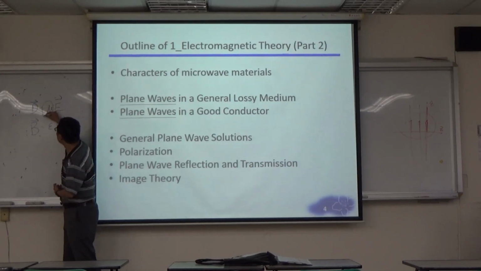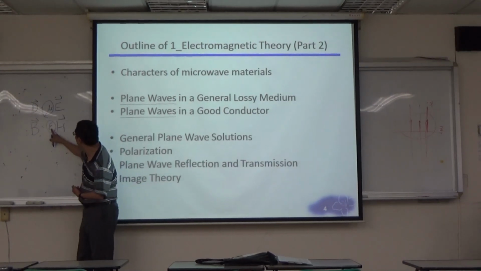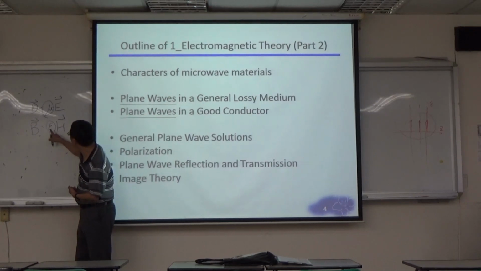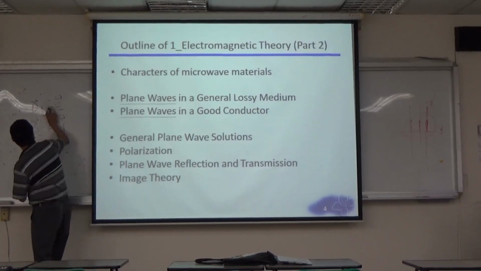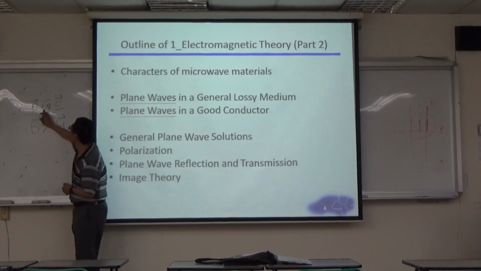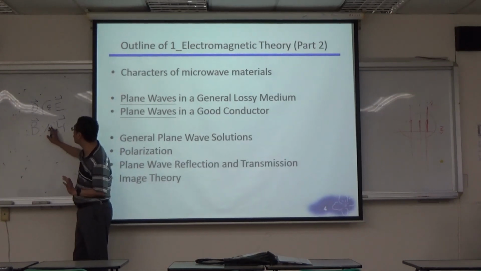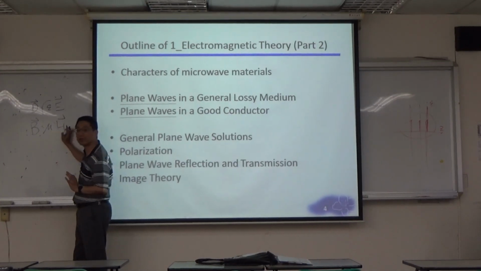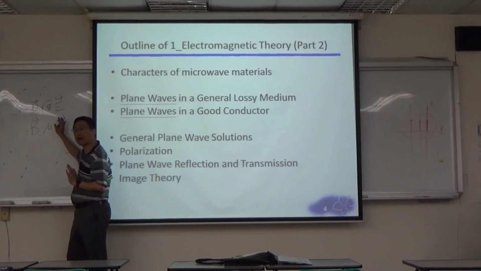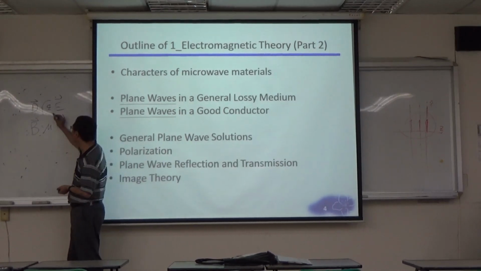This one is relevant to your material. Epsilon, sorry. Epsilon and mu. Okay. D equals epsilon E and B equals mu H. We already use this equation a lot. I think you guys are familiar with that. But we need to spend some time to talk more about epsilon.